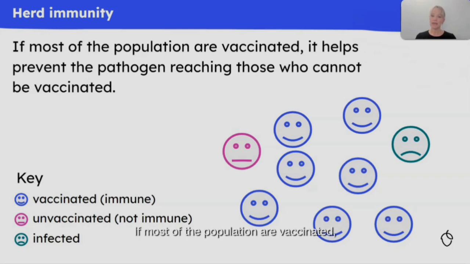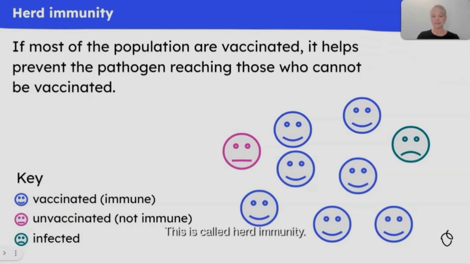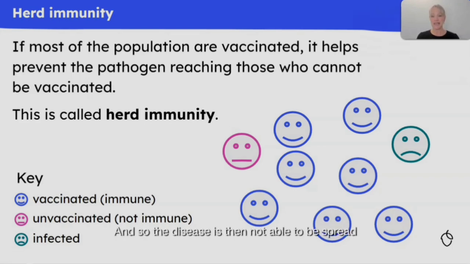If most of the population are vaccinated, it helps to prevent the pathogen reaching those who cannot be vaccinated. So we've still got one unvaccinated person here. That might be somebody that is allergic to the vaccine or potentially has a weakened immune system. This is called herd immunity. The disease is then not able to be spread around that population, because they are protecting that individual that's unvaccinated.